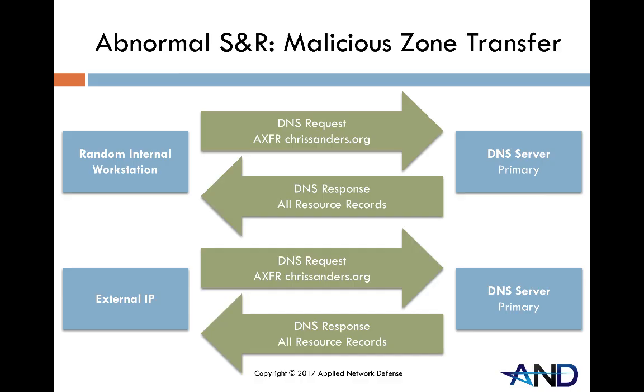So the key thing here, and this isn't a DNS architecture lecture, is that you want to lock down who can perform zone transfers against your DNS infrastructure. And even if you do have it locked down, you still want to monitor for zone transfers. Even if the transfer doesn't work, the attempts in themselves are anomalous. If a random internal workstation attempts a zone transfer on my network, even if my system is not configured to respond to it, the attempt itself is anomalous, right? So that's something we want to keep in mind when we're thinking about abnormal stimulus and response for DNS and malicious zone transfers.